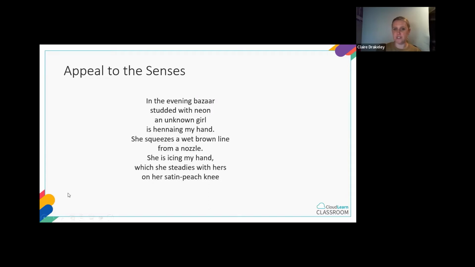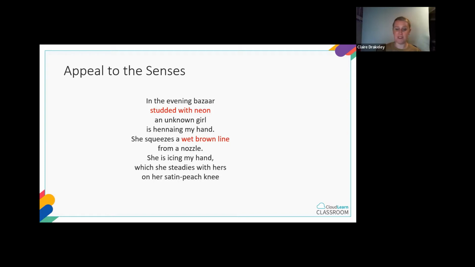Firstly, the girl is described as studded with neon, which gives the impression she's wearing bright clothes or has tattoos or piercings maybe. In using this word, we're given a vivid mental picture of the girl and also an indication to her personality maybe. Secondly, the henna itself is described as a wet brown line.